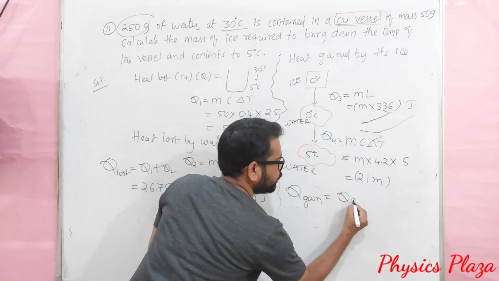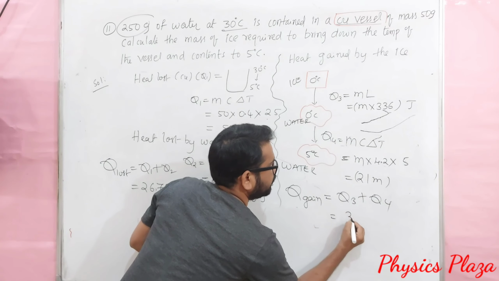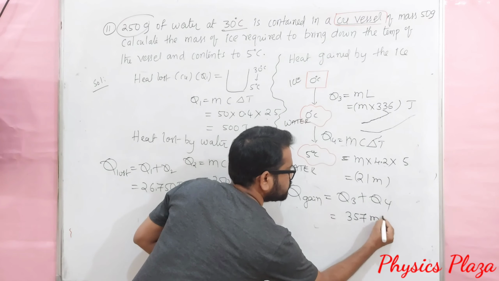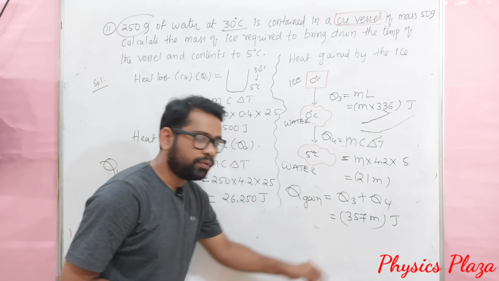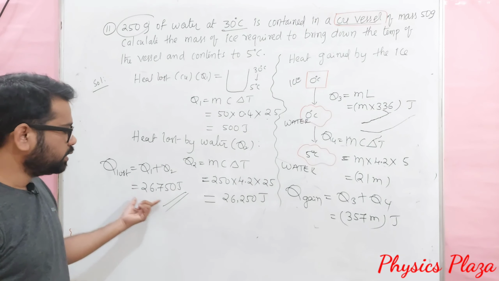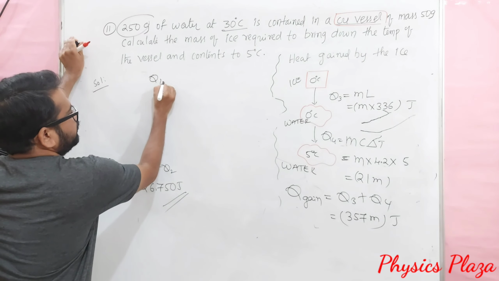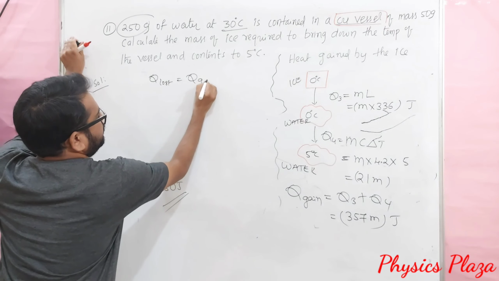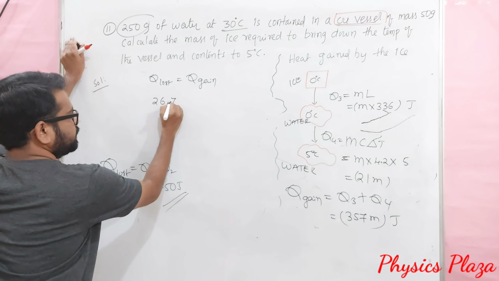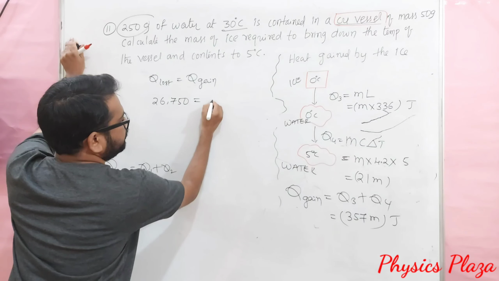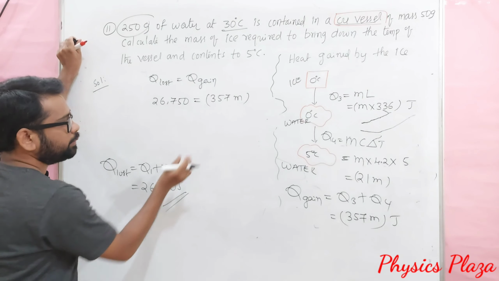Now let us calculate the total heat gained. Total heat gain will be Q3 plus Q4. When you add these two, you will get 357 m joules. In order to calculate the m value, we have to equate heat lost equal to heat gain, according to the principle of calorimetry. So 26,750 is equal to 357 m joules.